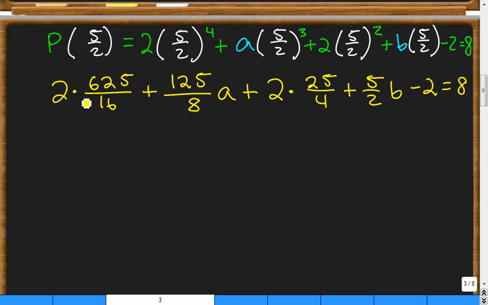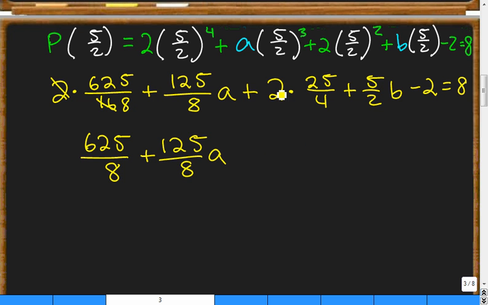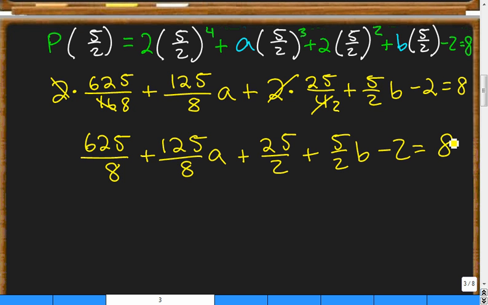So 2 times this, we can cancel these out, and we're going to get 625 over 8. We have 100 plus 125 over 8 a. We can simplify that: 2 multiplying by 2 and dividing by 4 ends up just being dividing by 2 overall. So this is plus 25 halves plus 5 halves b minus 2 equals 8.